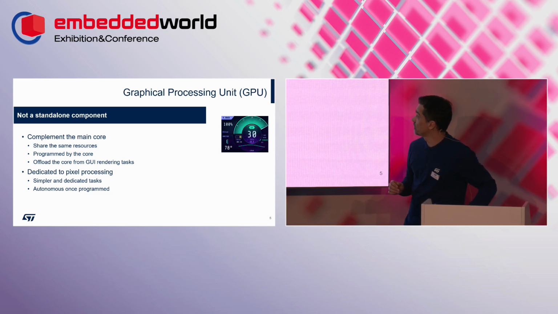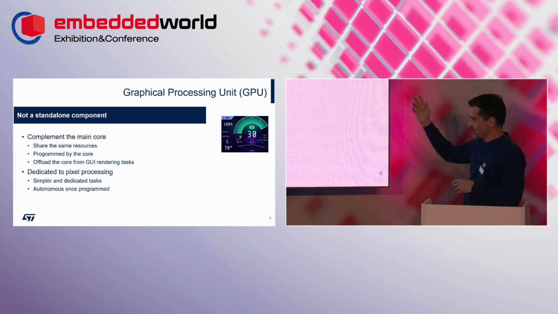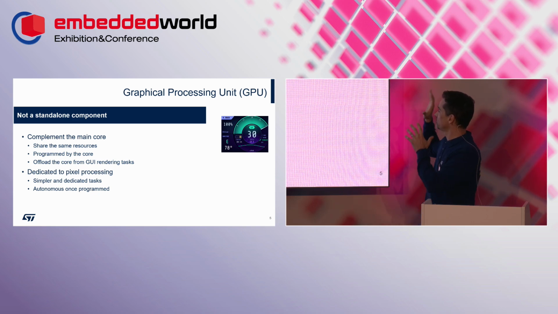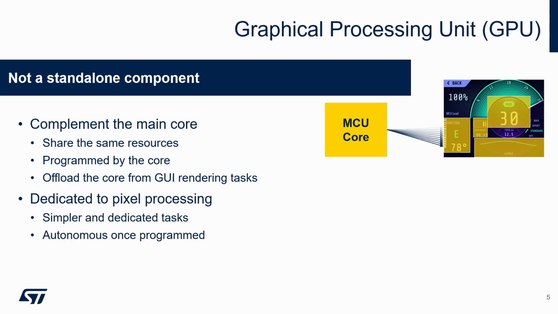So let's consider this dashboard. It will not be a running gag, but it will be repeated in this slide set. So that's the graphical interface we are considering. It's a dashboard for an e-bike or an e-scooter. If only the microcontroller, the main core, the Cortex-M, is responsible for updating it, it will first determine which area of the display needs to be updated, and then process each pixel of these areas on its own.